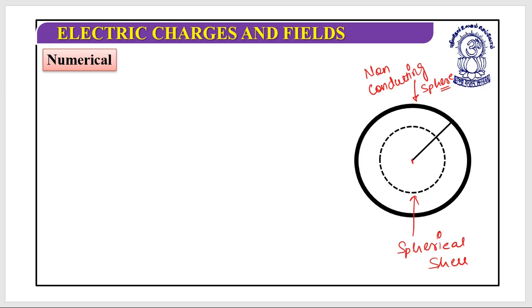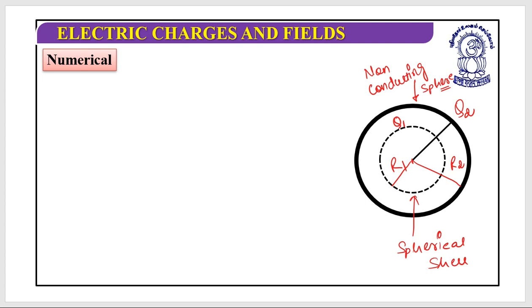This is a non-conducting sphere. And the radius of the spherical shell is r, let's say r1. The radius of this sphere is r2. I have given a charge of q1 to the spherical shell, and I have given a charge of q2 to the non-conducting sphere. Have you done up till now?